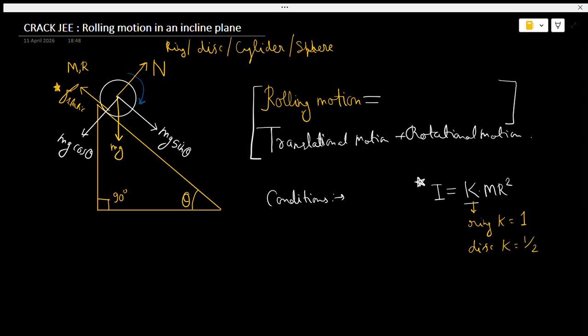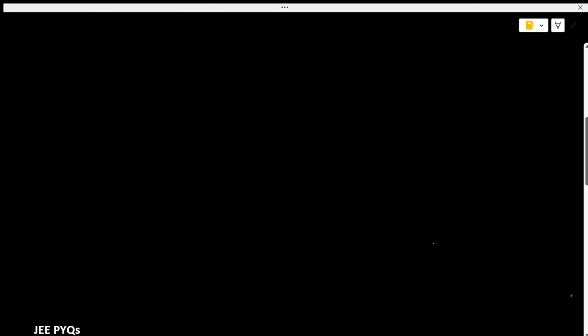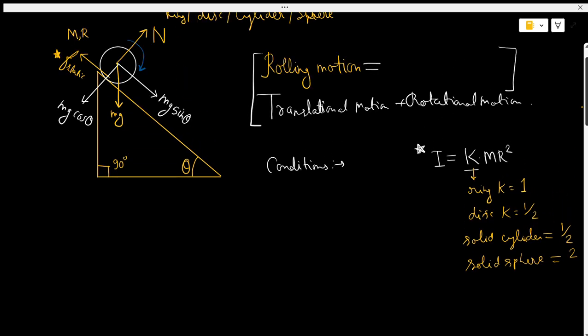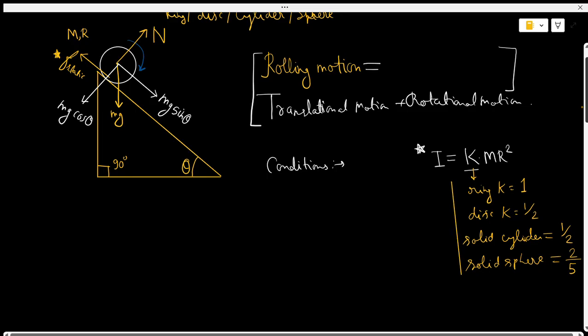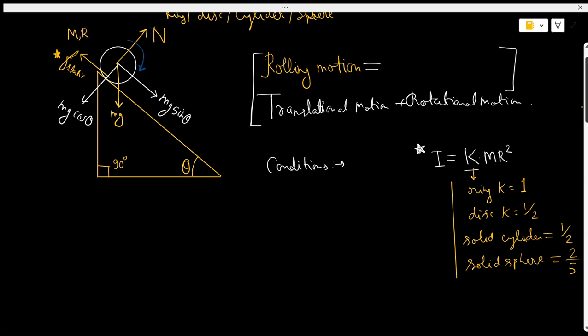If our object is a solid cylinder, our k constant will again be 1 by 2. If our object is a solid sphere, our k constant is going to be 2 upon 5. This is an important formula for you in this topic. I would recommend remembering this just to make the concept easier. Now let us move on.